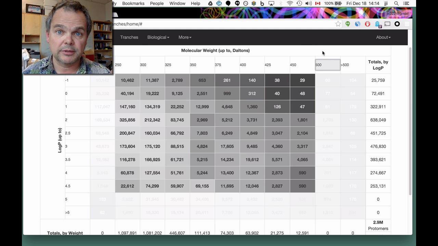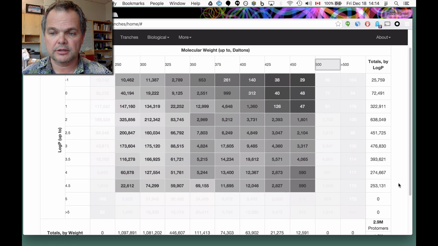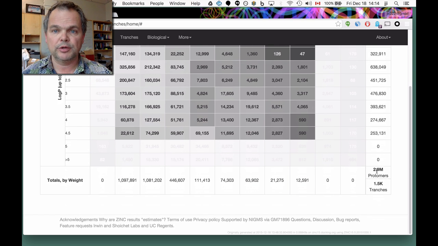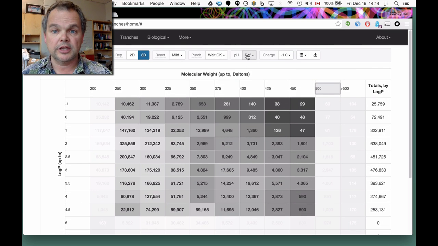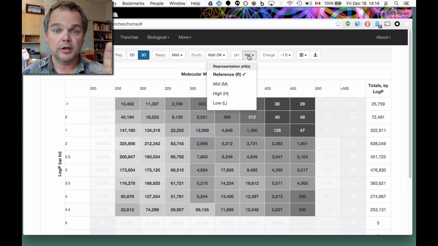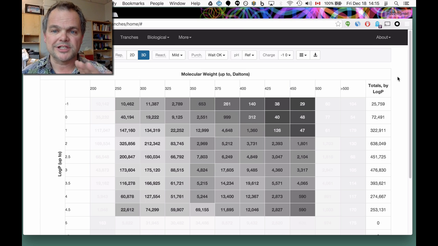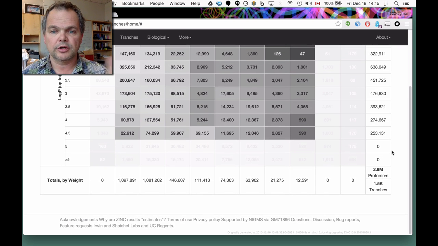So at least you have a little bit of ceiling to work with. As always, the totals are listed across the side. Total of 2.9 protomers. Since we've only asked for one protomer, one representation per molecule, the number of protomers is equal to the number of substances. So we're looking here at 2.9 million substances.